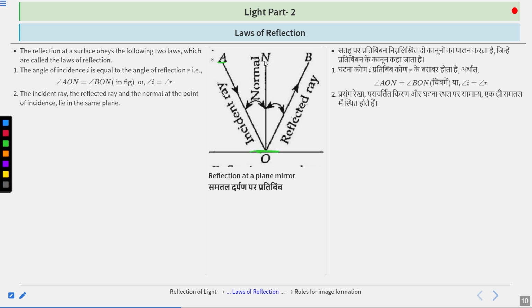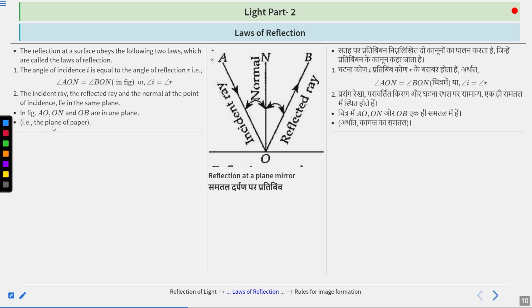It means that it is not like the incident ray is in one plane, the normal is in another plane, and the reflected ray is in some other plane. No, they are all in the same plane. In the figure, AO the incident ray, ON the normal, and OB the reflected ray, they are all in one plane only. Therefore, the plane of paper.